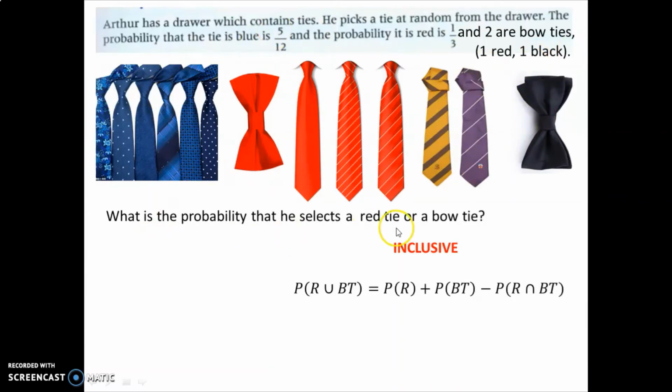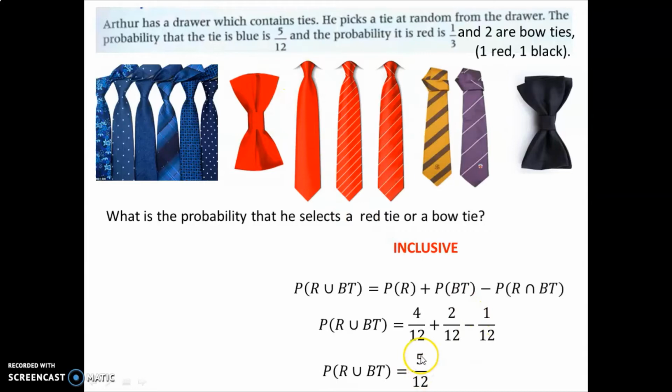So what's the probability he selects a red or bow tie? Well, red or bow tie, we have 4 reds, 2 bow ties, subtract the intersection, the red bow tie, and we're left with 5 out of 12. So hopefully you're able to come up with that answer.